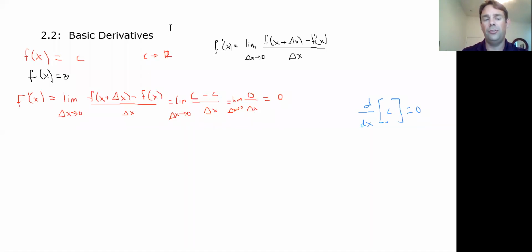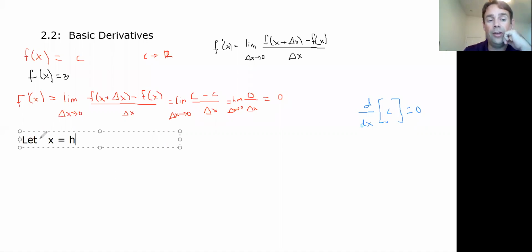I want to look at one more little limit definition. Now, again, you guys don't have to do this, so please don't. But what if I give one more? Let's let delta x equal h, because I'm going to have a lot of delta x's, and I don't feel like writing.